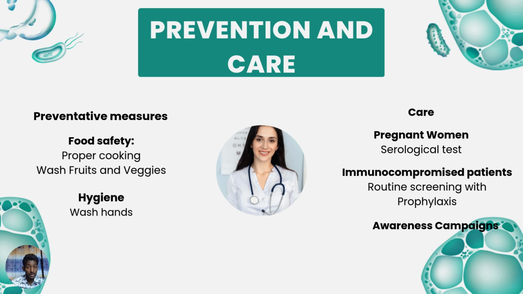In immunocompromised patients, we can routinely screen with prophylaxis or preventative measures, and another method is doing awareness campaigns by educating people, students, on what exactly Toxoplasma gondii is, how it is affected, and how it can be prevented. We are doing various campaigns, doing protests, and other methods as well.